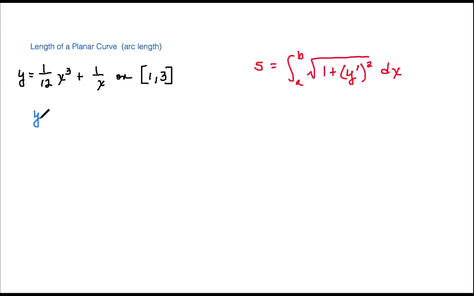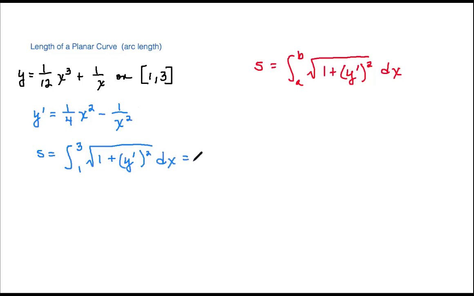So the derivative of this one would simply be 1/4 x squared. And if you think of this as plus x to the negative 1 and do the derivative of that, we get negative 1 over x squared. So to find the arc length, we're going to be doing, in this case, the integral from 1 to 3 of the square root of 1 plus that derivative that we just found squared, dx. And really from there, we're going to do it in our calculators to generate the answer.